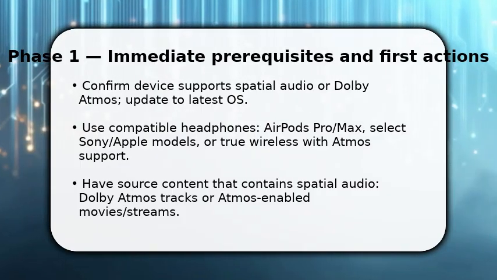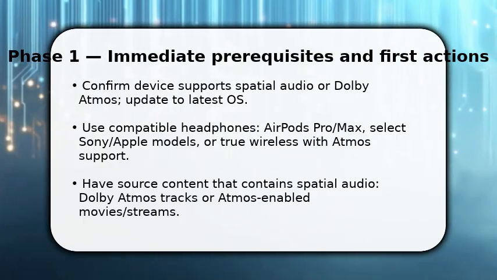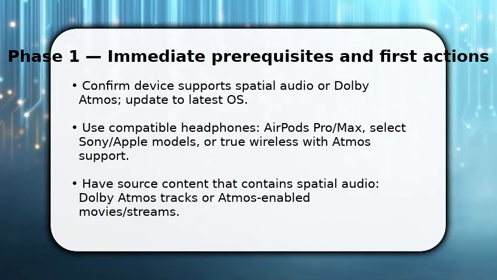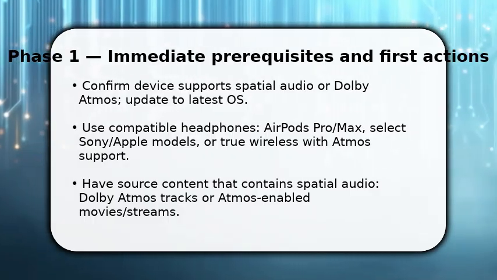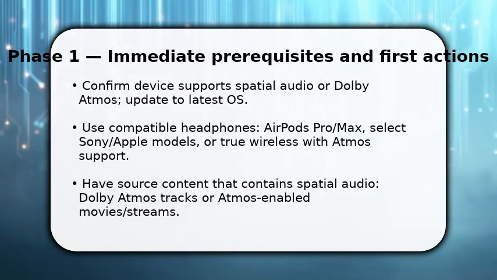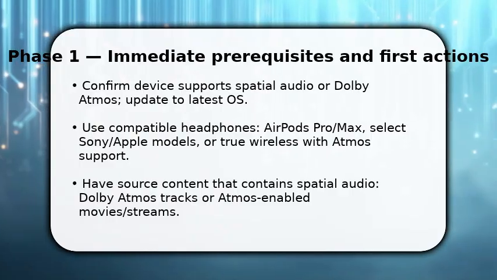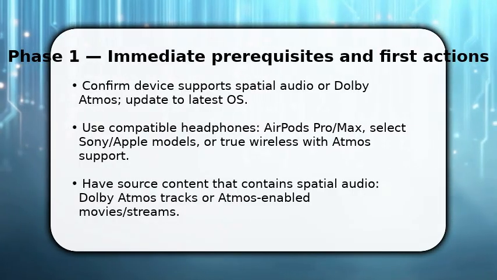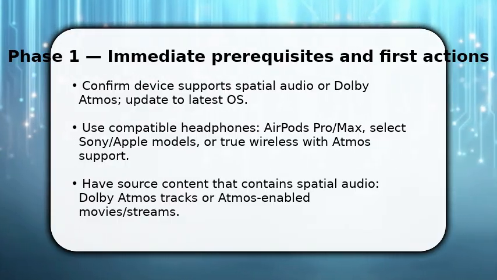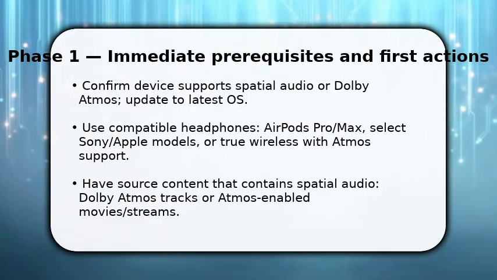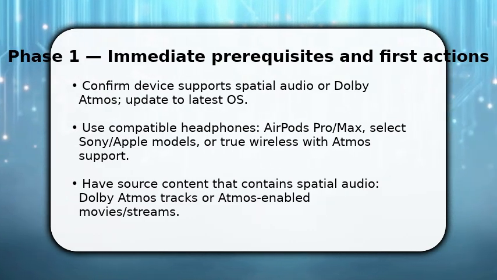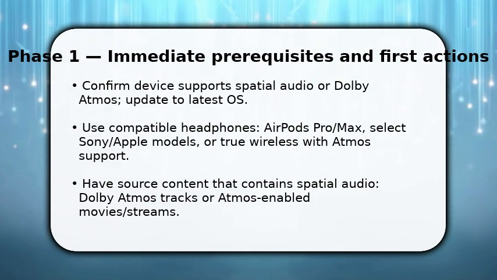You start by verifying hardware and software. This is essential. Check your phone or computer supports spatial audio and install the latest OS updates now. Next, pair a supported headset like AirPods Pro, AirPods Max, or a certified Dolby Atmos headphone. Make sure firmware is updated. Finally, pick source material that actually contains spatial audio, Dolby Atmos music, or an Atmos-enabled movie. Once these prerequisites are met, you can move straight into enabling spatial output in the OS and app settings.